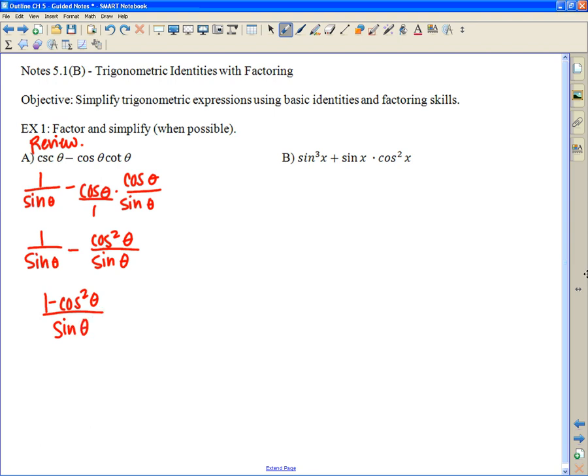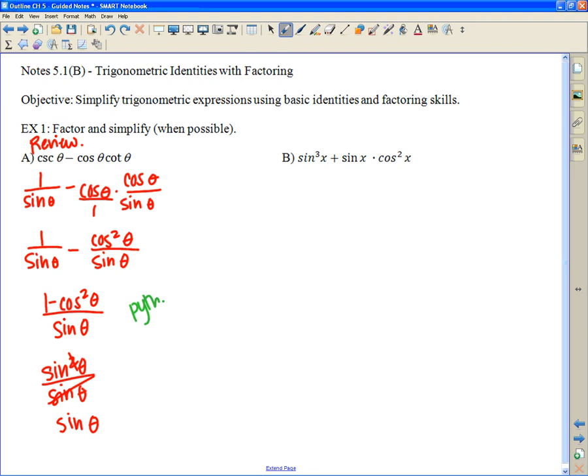So now we are looking at a Pythagorean identity. 1 minus cosine squared is sine squared divided by sine. When you have two sines on top and one sine on the bottom, one of them on the top has to go away, and this one's gone. So your final answer is sine of theta.